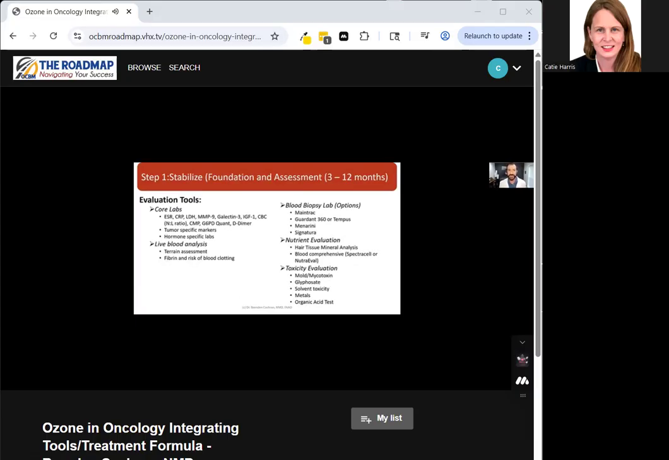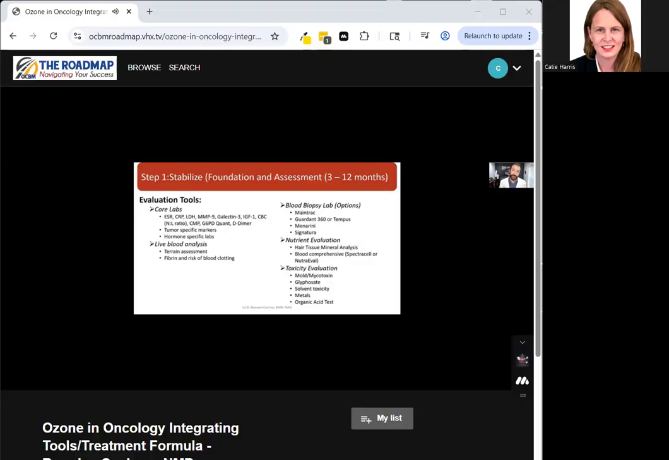So what are we doing during Stabilize? Stabilize is evaluation labs. As you've heard extensively earlier about different labs, I do like live blood analysis. I know it has its problems, but I use it because it's a great measurable. It gets the attention of the patient to do something. I also, you heard extensively about different companies that do blood biopsies. I think that is important in this early step.